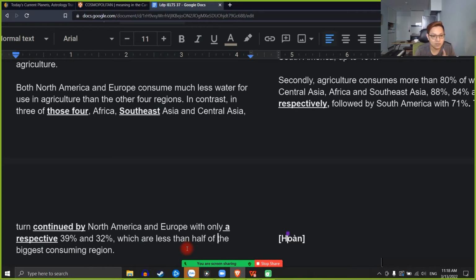Which are less than half of the biggest consuming region. That is enough. There is no need to say half the size of the region, because people will immediately misunderstand it as area. When you have more than enough words but it leads people to understand it differently, you got it wrong. Which are less than half of the biggest consuming region.